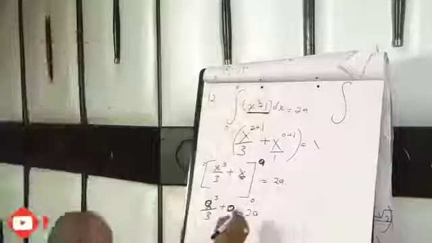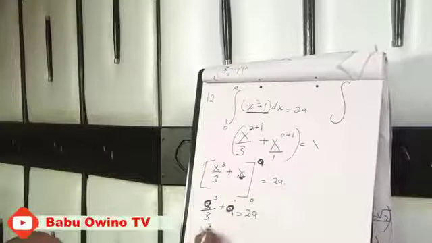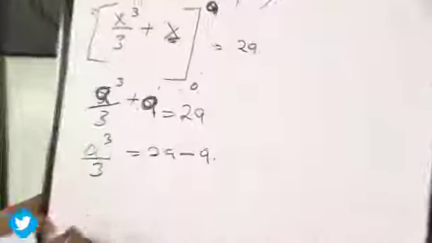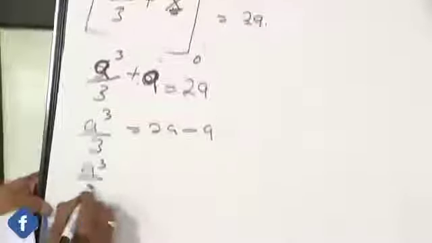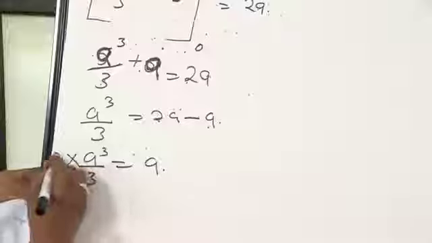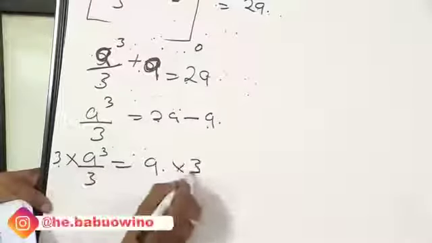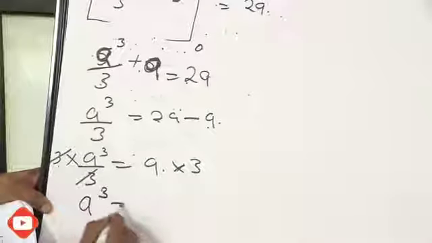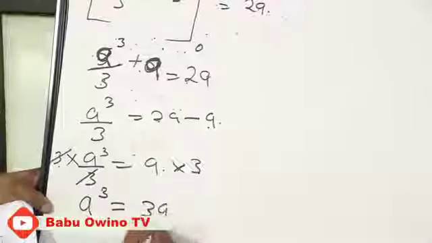Then collect the like terms. A raised to power 3 divided by 3 equals 2a. When a crosses the other side it becomes minus a. So a raised to power 3 divided by 3 equals 2a minus a, which is a. Then cross multiply by 3 on both sides. This 3 and 3 go. Then we have a raised to power 3 equals 3a.